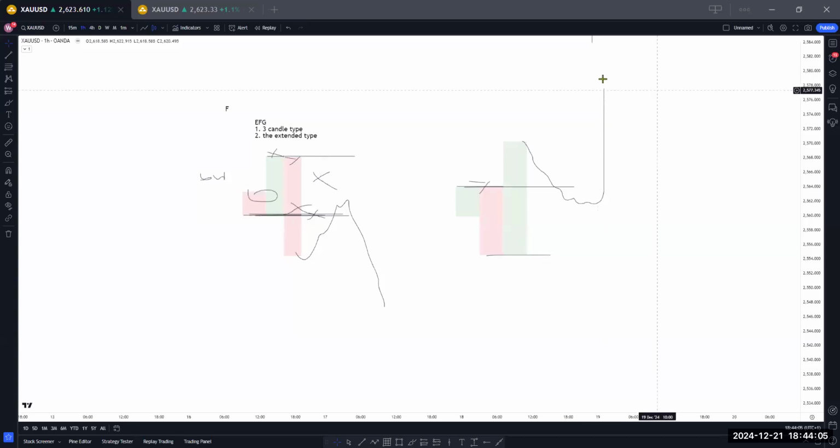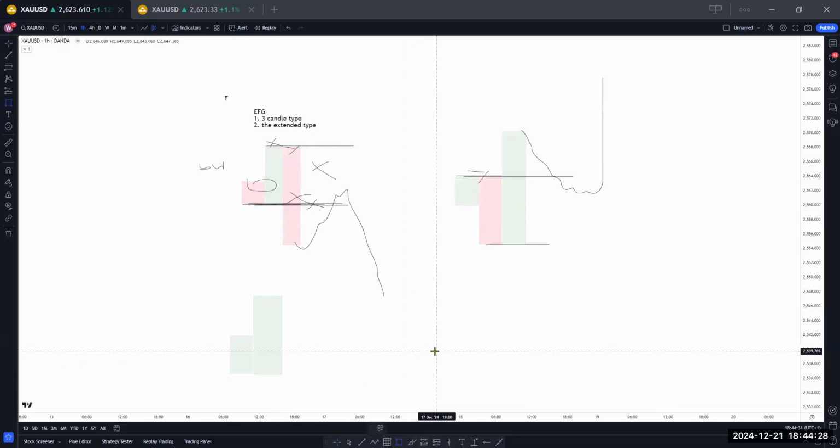Okay, so I said the three concepts are very, very potent, something you can use as part of the ideas to frame your trade. The extended type is just like the three concepts, but with a difference. For a bearish scenario, you can have the bullish candle over here, a bear candle, and then you can have this one here.